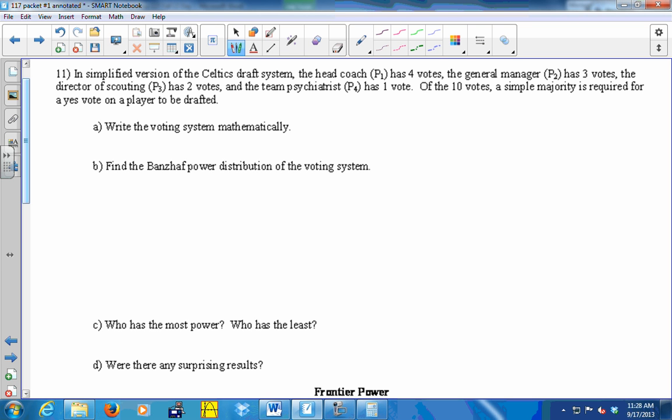6. Simple majority. So my notation for the weighted voting system is the square bracket, then the quota, which is 6, and then the number of votes each player has in descending order, which is 4, 3, 2, 1. And then we want to find the Banzhaf power distribution for this weighted voting system.